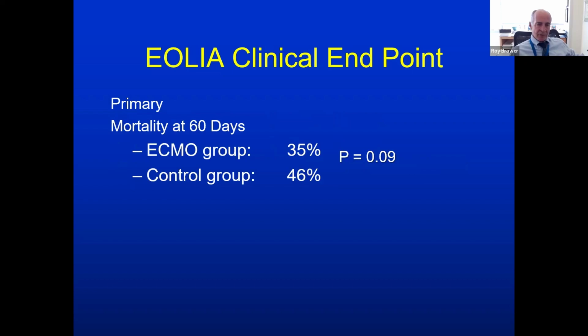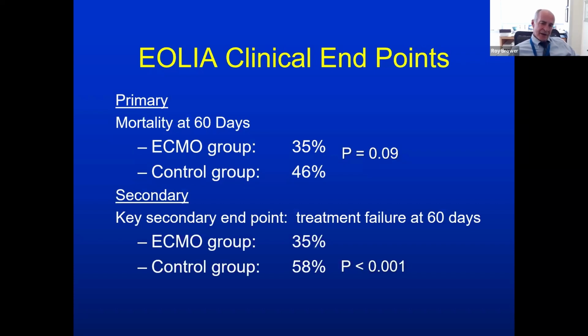Here are the mortality rates in that clinical trial. Mortality at 60 days, 35% in the ECMO group, 46% in the control group, a trend favoring ECMO, but not statistically significant. Is that enough to start using ECMO? Well, we usually require more evidence than this. And keep in mind, this is an open label trial. Everybody knows who is getting ECMO. And the trial was conducted by physicians who believed in it.